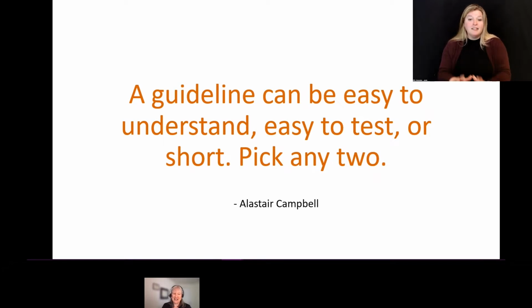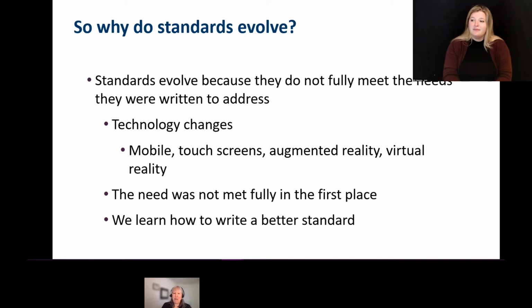If you move on to the next slide, please. I want to talk about why these standards evolve.